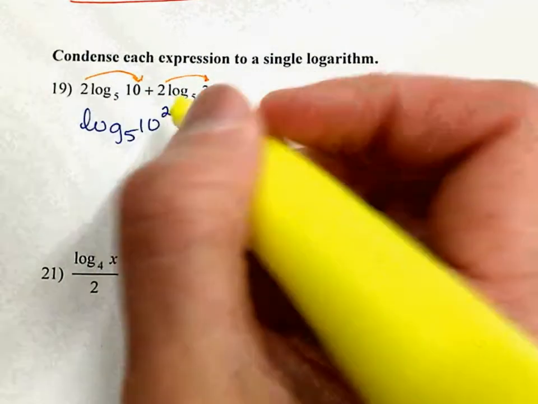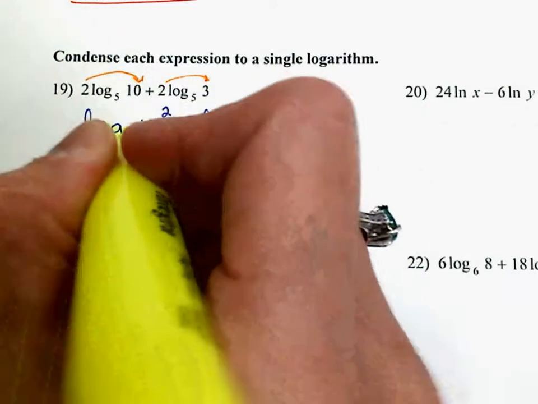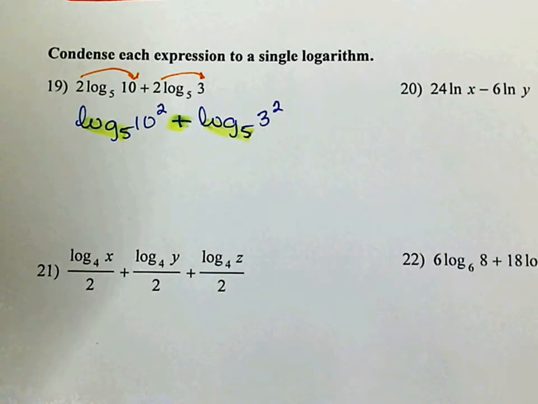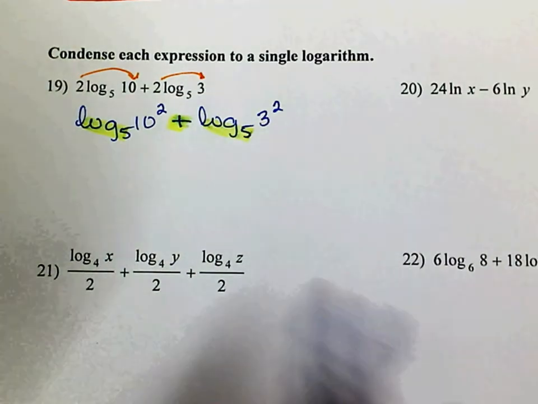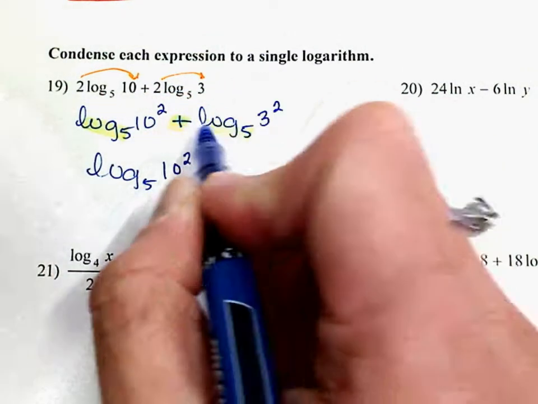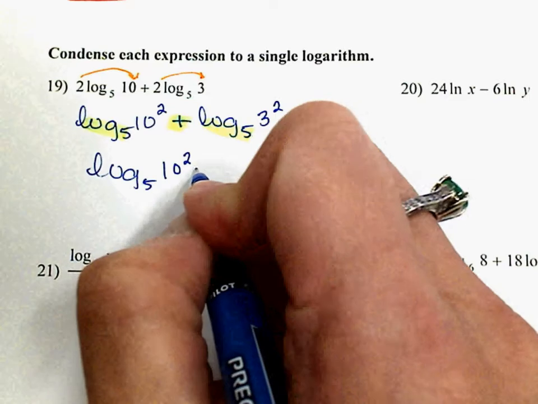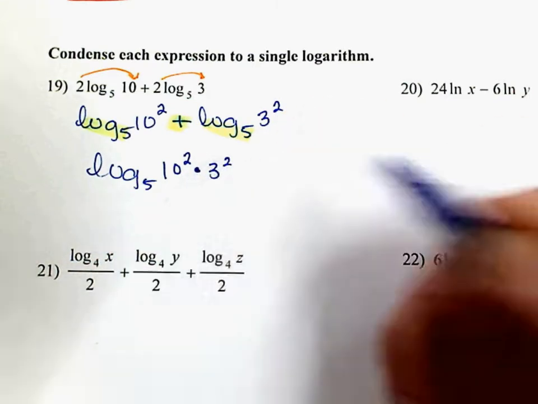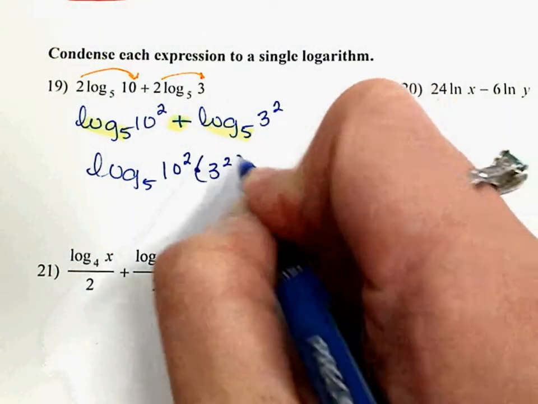You guys see the plus? You see how the bases are the same? We're going to rewrite them as 1. So, log base 5 of 10 squared, what corresponds with addition? Multiplication. Okay? So you can do a dot or you can do your parentheses, either one.